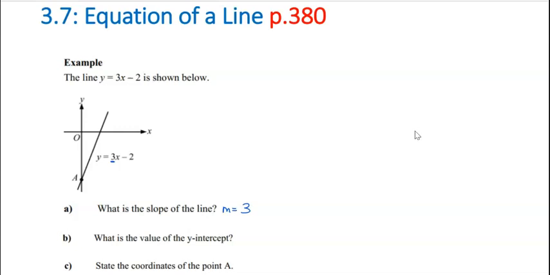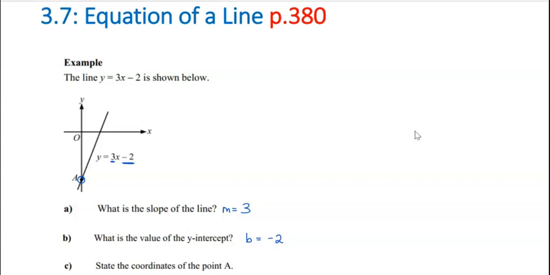What is the value of the y-intercept? When we take a look, we can see the y-intercept down here, but no numbers. But we have it in our equation. We see that it's a -2, and we can see that's reflected in our graph. It's down here in the bottom quadrants. So our y-intercept is -2.